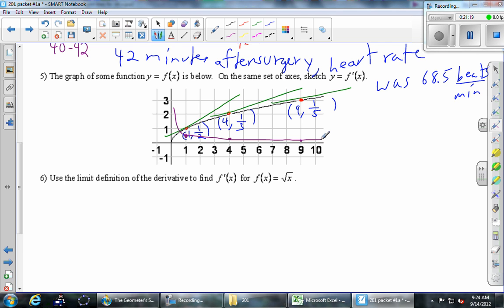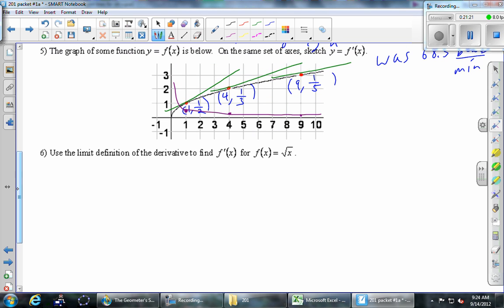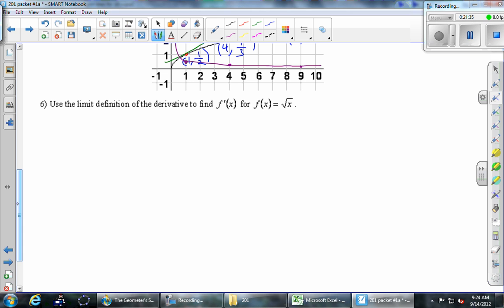Okay, so anyway, we get something like that purple thing. Again, there's lots of range for error in terms of acceptable answers. Number 6 says use the limit definition to find f prime of x. So let's try one of these here. First, we need to remind ourselves of what the limit definition is. So I'll put some of it and ask you guys to fill in other parts of it.